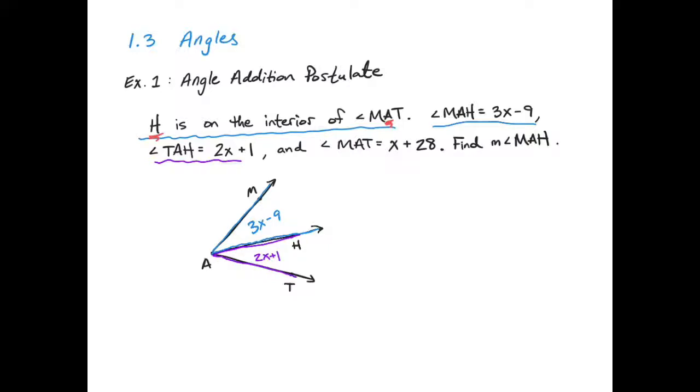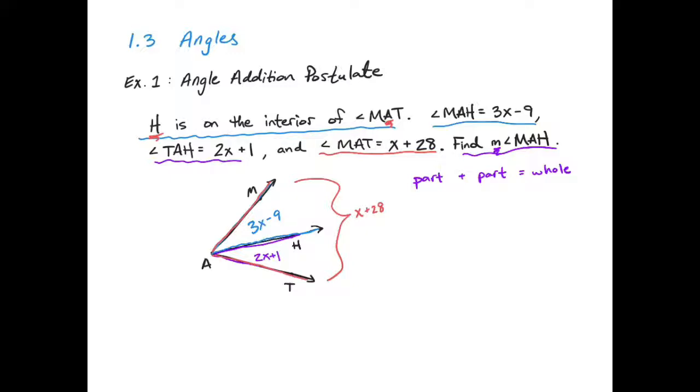Cool. And then it says that MAT is x plus 28. So MAT is our large angle there. Angle M, A is the vertex, and T is on the other side. It's x plus 28. And then the question tells us to find the measure, the little m means measure, find the measure of angle MAH. So to do this, we're going to set it up by thinking that a part plus the other part is going to add up to the whole angle.